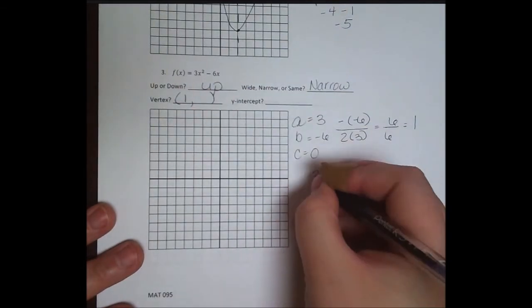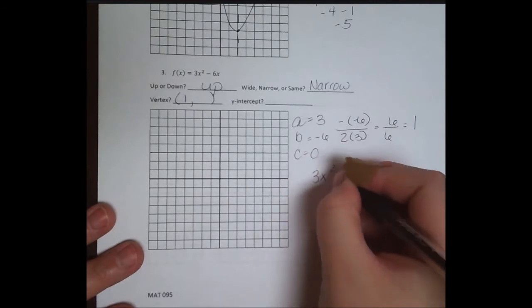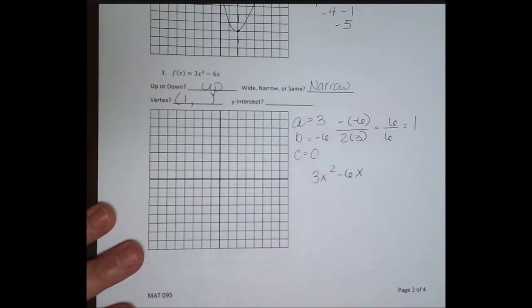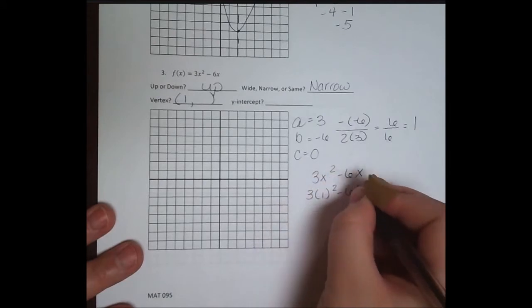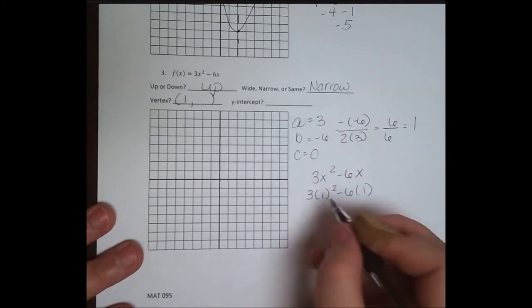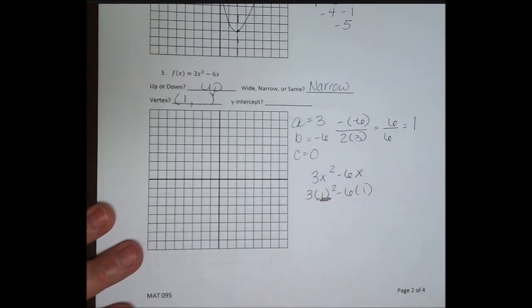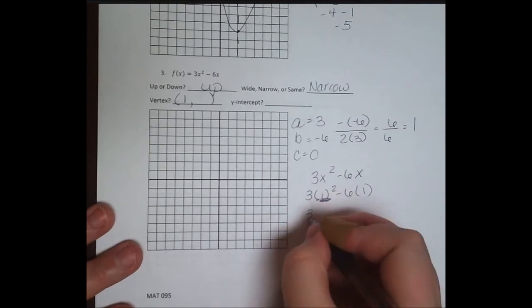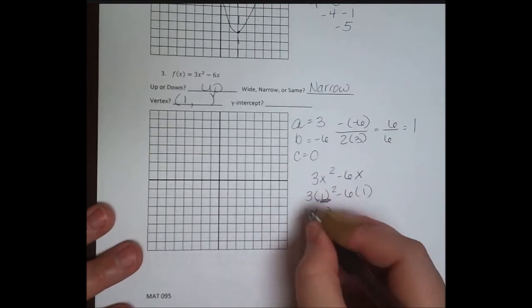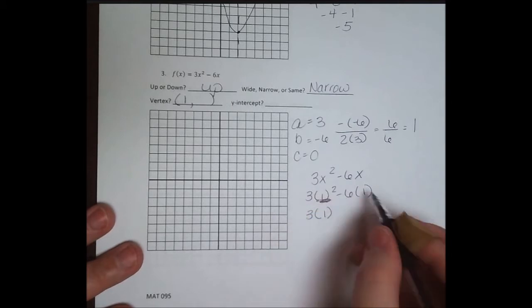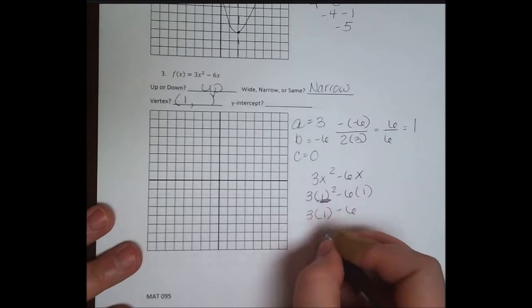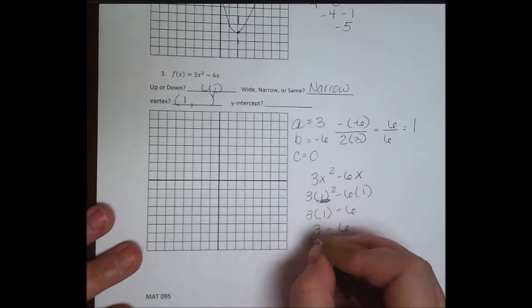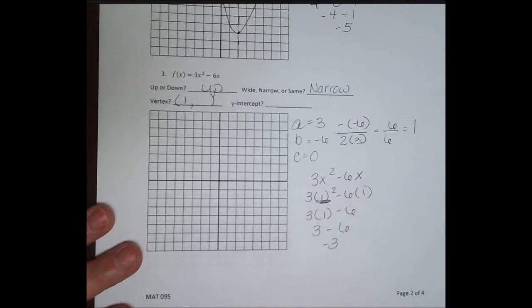Then we plug that 1 into all of our x's. So do your exponents first. So 1 squared is 1. Bring that 3 down. -6 times 1 is -6. 3 times 1 is 3. And then 3 minus 6 is -3.